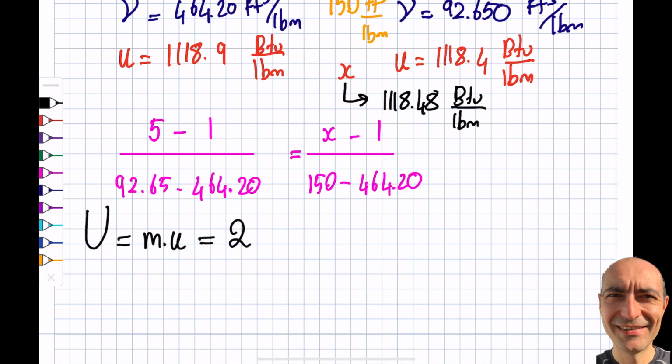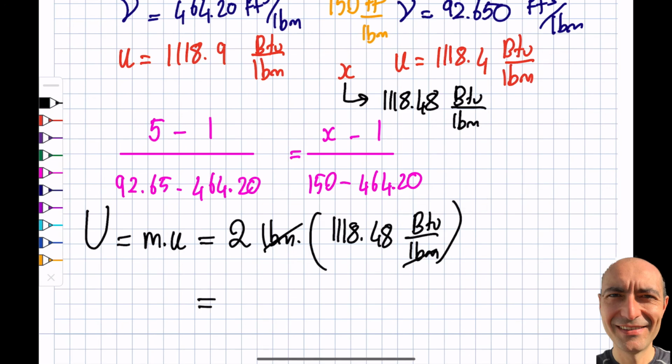So now I'm going to multiply 2 pound mass times 1118.48 BTU per pound mass, right? You can see pound masses cancelled. And I get myself 2,236.96, right? That's the twice of 48. BTU. So 2,236 BTU is the internal energy of that particular system. So this is my final answer, okay?